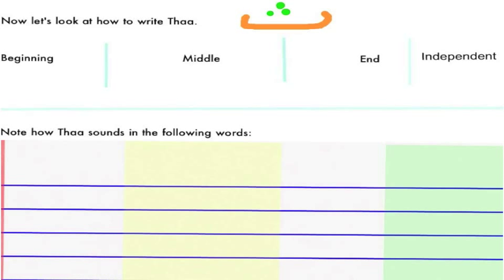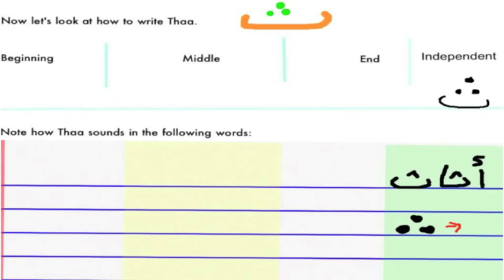Its basic shape is the same as ba and taa, but the placement and number of the dots are different. When thaa is written independently, we write it like this. A good example is the word athath, which means furniture. As you can see, when it's handwritten, the dots can be written like this.